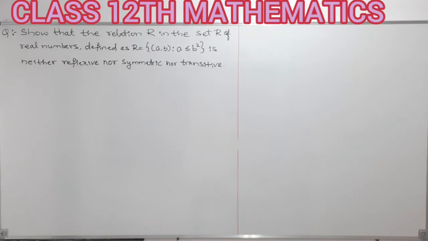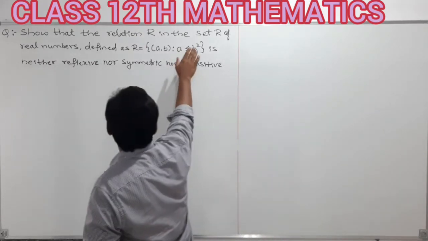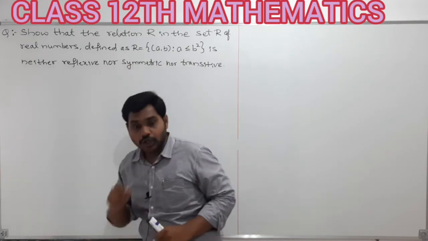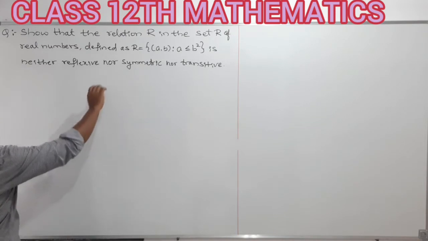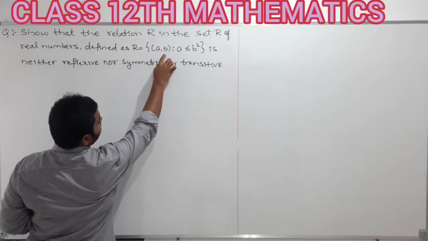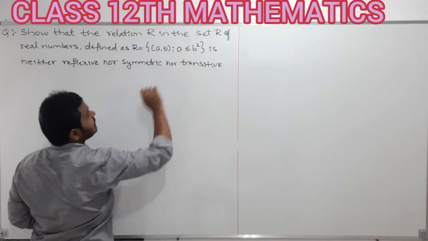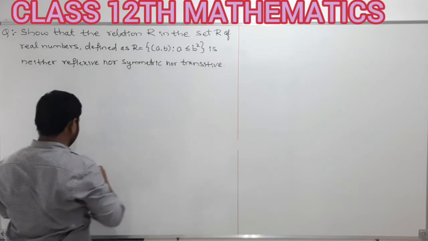The next question, my dear students, I wrote on the board: show that the relation R in the set R of real numbers, you are defining the relation R on the set of real numbers. And how is the relation defined? The relation R is all ordered pairs a comma b such that a is less than or equal to b square. Your a value should be less than or equal to b square.